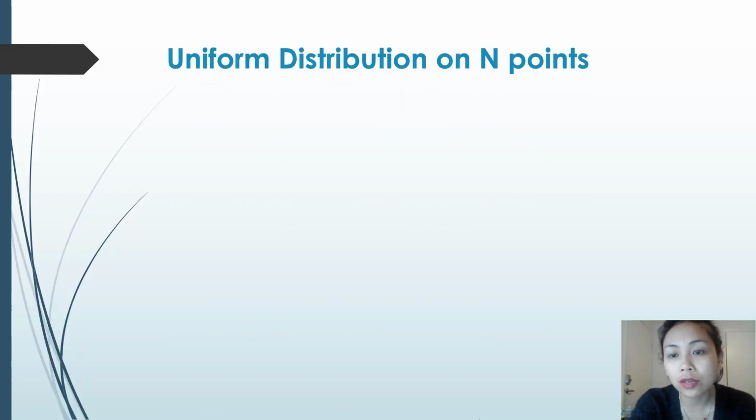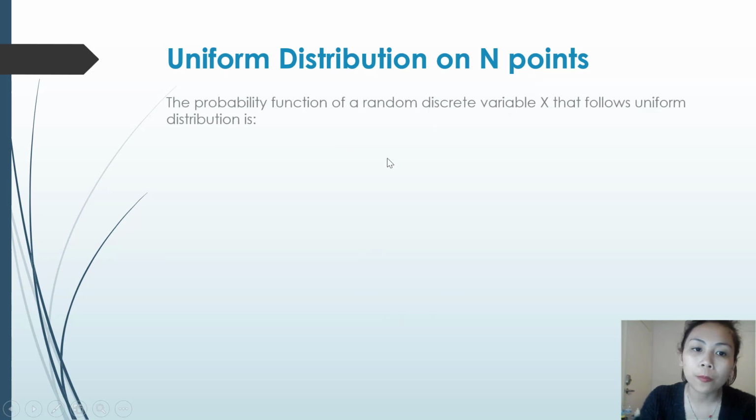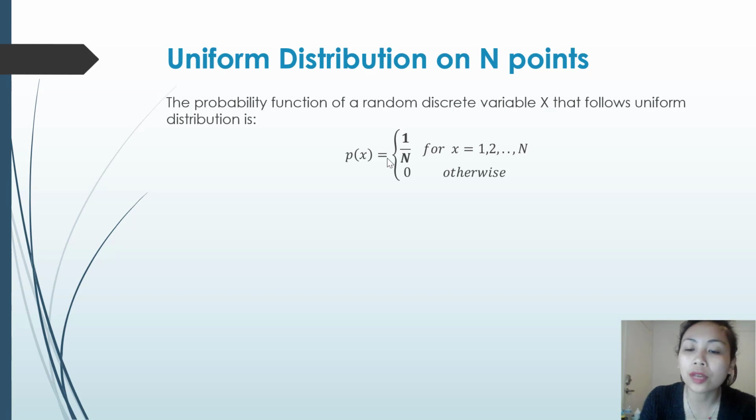Uniform distribution on endpoints. The terminology uniform means that any point here is treated equally. So the probability function of a discrete random variable x that follows the uniform distribution is p of x equals 1 over n for any integer from 1 to n, and the probability is 0 at any other point.